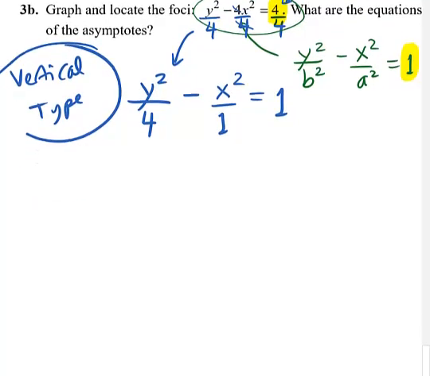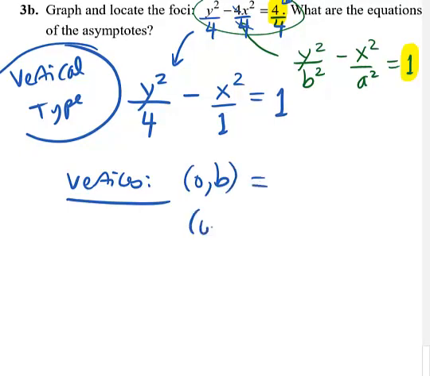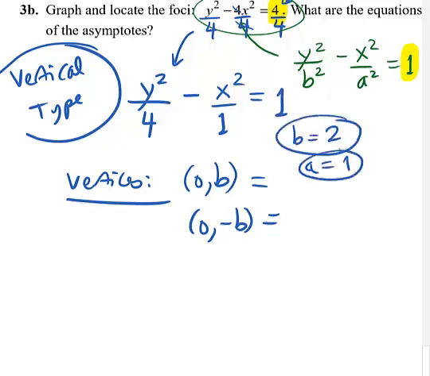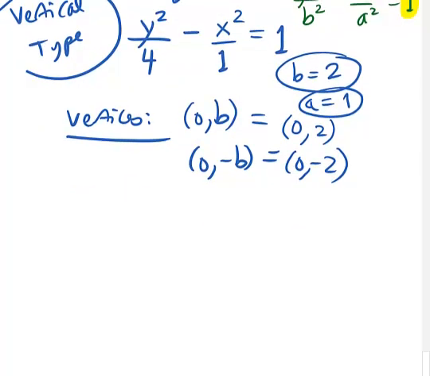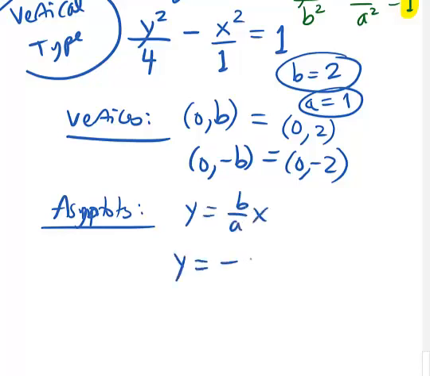The vertices now, because it's a vertical type, should be (0, b) and (0, negative b). The b value is the square root of the number below y, which is 2. The a value is the square root of the number below x, which is 1. So my vertices should be (0, 2) and (0, negative 2). And then asymptotes are always the same no matter which type you have: y equals b over a x, y equals negative b over a x.